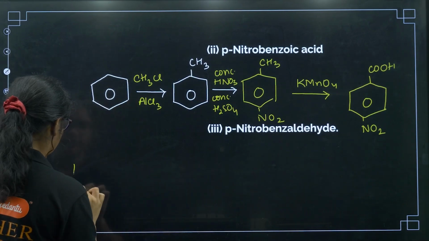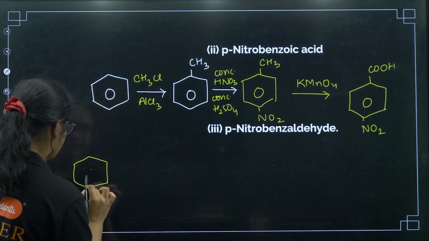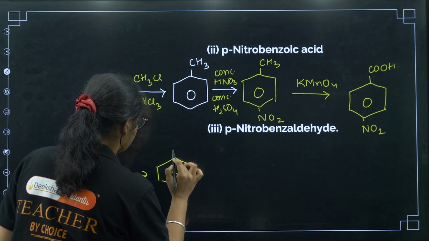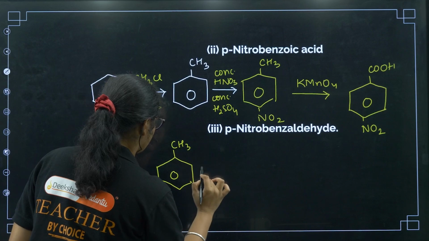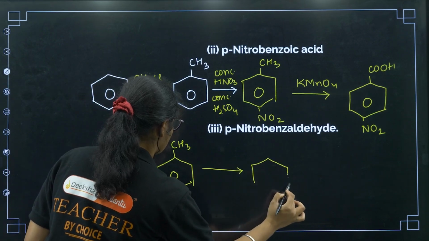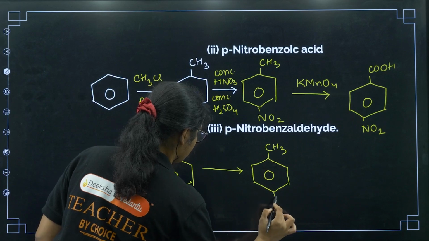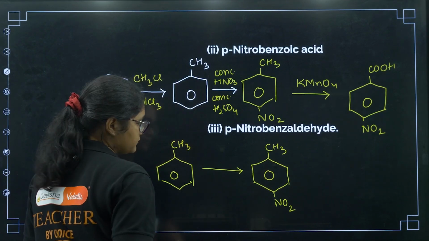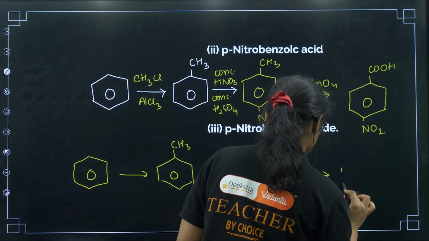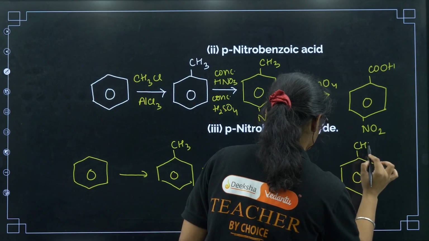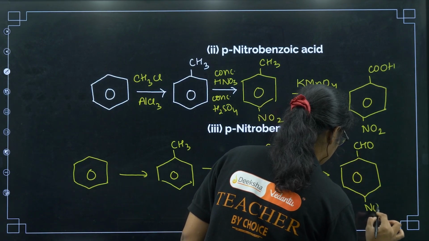Para-nitrobenzaldehyde from benzene. Okay, so first I'll take benzene, and since we need para group, so first I will introduce here CH3 group because that is an ortho para directing, right? Now if you do nitration, I will get nitro group at the para position. Okay, and next we need to convert it into CHO and NO2 group, okay.